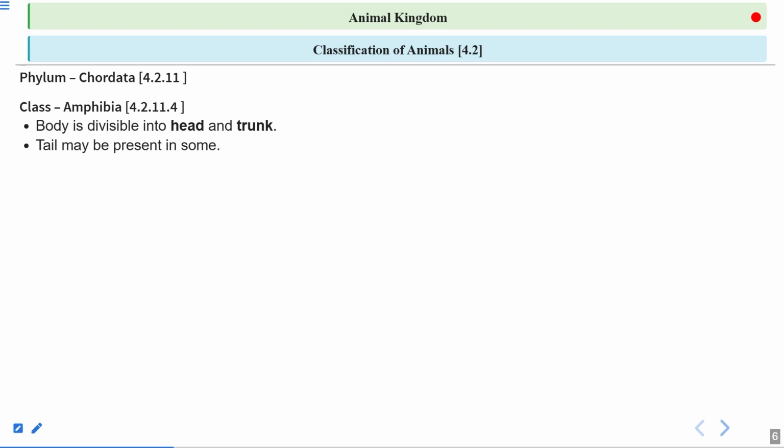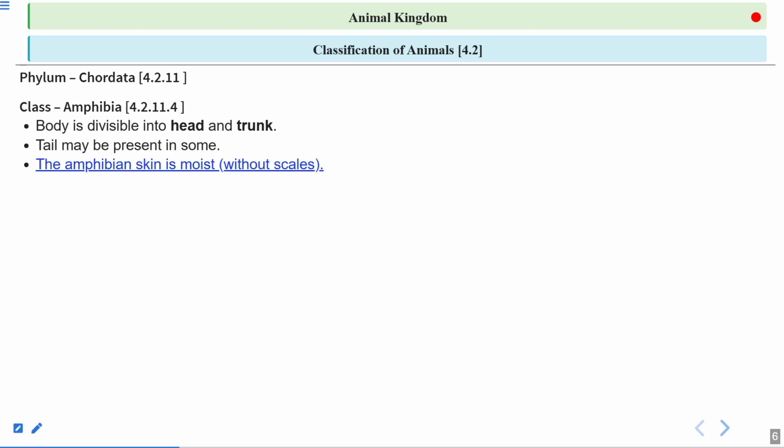Right? So this is very, very important. And here the tail may be present in some, like in the case of salamander, you have seen in the figure, salamander, right? They are having the tail. But in the case of frog, the tail is not present.